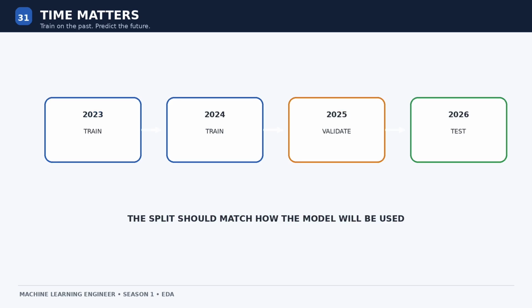This brings us to an important concept, time. In many real world machine learning systems, data changes over time. We need to ask, when was this data generated? Was this information available at prediction time? And does our training data actually represent the environment in which the model will operate?